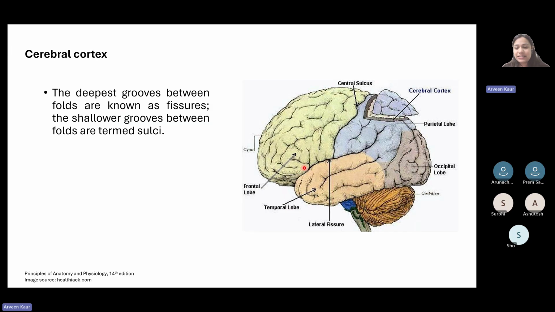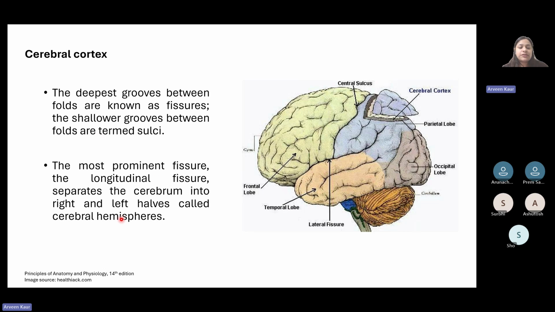For instance, this is a deep groove, so this is known as a fissure. The shallower grooves between the folds are called sulci, like this. The most prominent fissure, the longitudinal fissure, separates the cerebrum into right and left halves called the cerebral hemispheres.